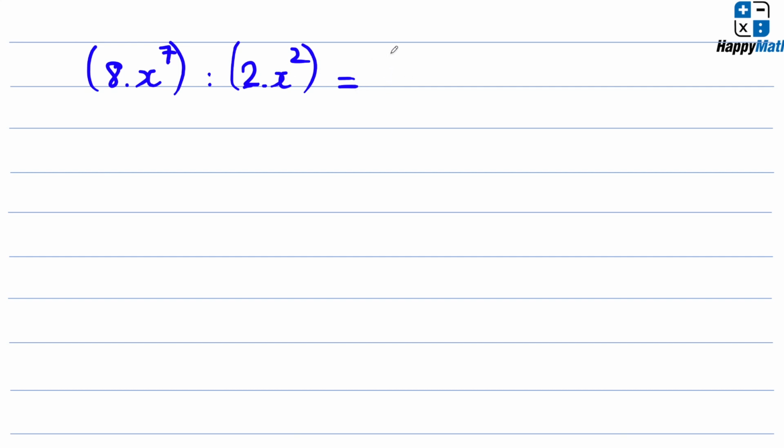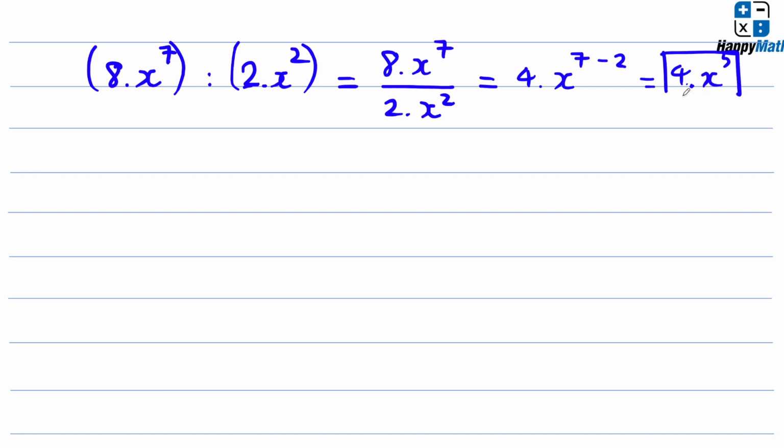That's as a fraction. You got 8 times x to the power 7 divided by 2 times x squared. So it's very easy to recognize that 8 divided by 2, you got 4. How about this one, x to the power 7 and x squared here? You got x to the power 7 minus 2. So you got 4 times x to the power of 5. Yes, we have this one.